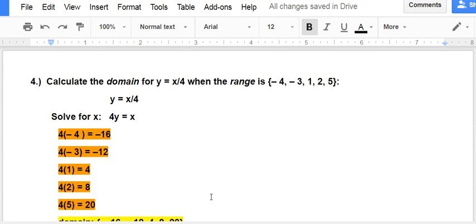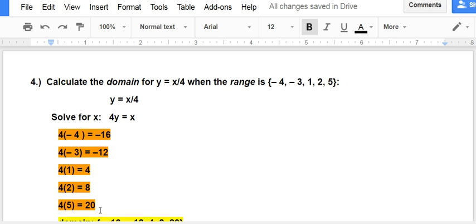All right. The next one, guys, I'm not going to go through the whole thing, but I just wanted to call your attention to the fact that, remember, this original says y equals x divided by 4. So if we want to get x by itself, since we're dividing by 4, we want to multiply both sides by 4, and that gives us our x by itself. And then all we got to do is put them in. So 4 times -4 is -16. 4 times -3 is -12, and so on.